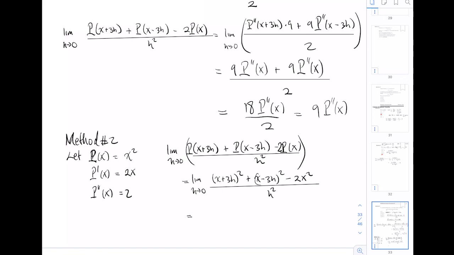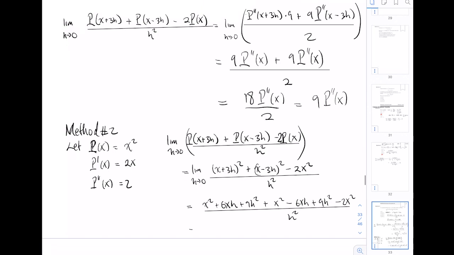So here this becomes x squared plus 6xh plus 9h squared plus x squared minus 6xh plus 9h squared minus 2x squared, all divided by h squared, which simplifies down to 18h squared over h squared. Okay, and if I look at this closely, I realize my final answer is 18.